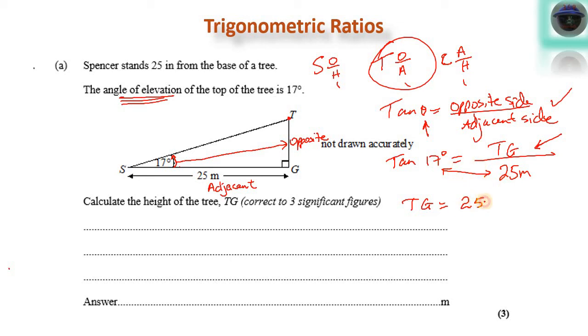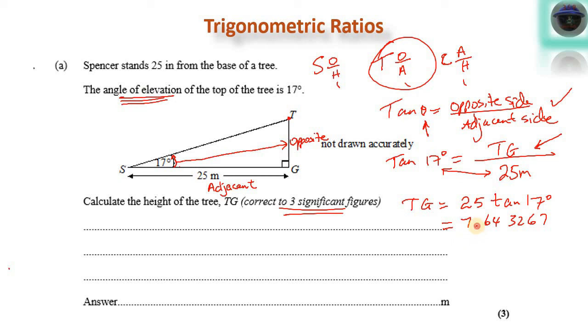I like to put the number in front. That's going to be 25 times tan 17, and this will be equal to, ensure my calculator is in degree mode as well, and my answer there is 7.64326, etc. Our answer should be corrected to 3 significant figures.